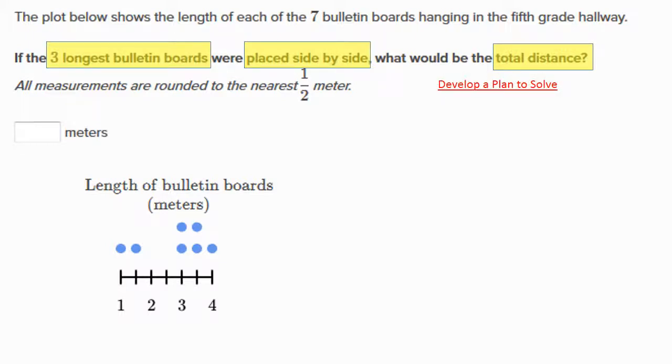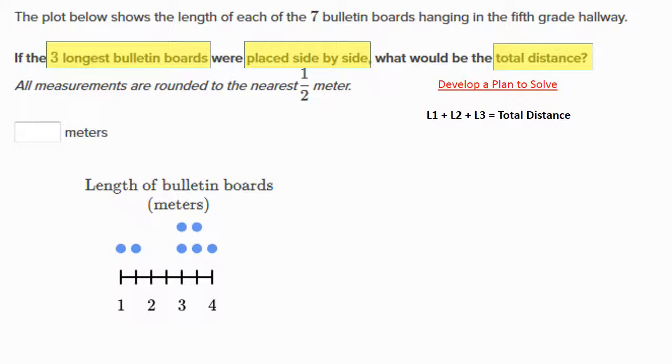Now we need to develop a plan to solve this problem. Since it's talking about the 3 longest bulletin boards, we can make an equation with L1, L2, and L3 being the 3 longest bulletin boards. And it says placed side by side, so we know we're going to have to add them up to find the total distance.